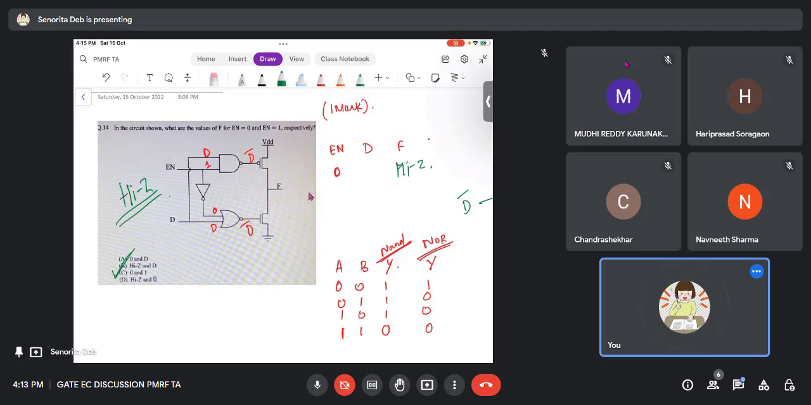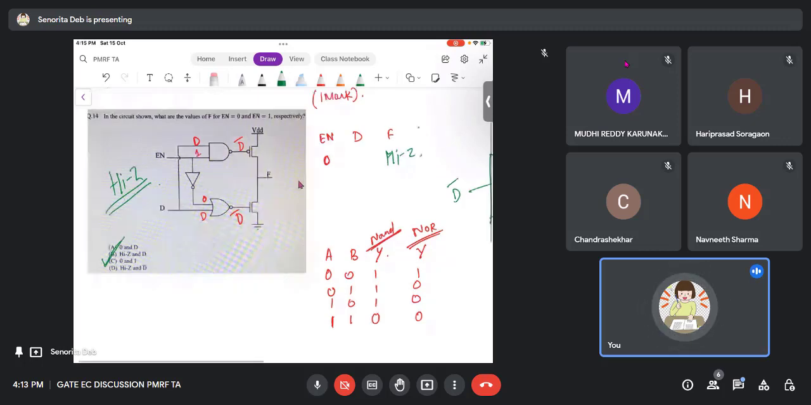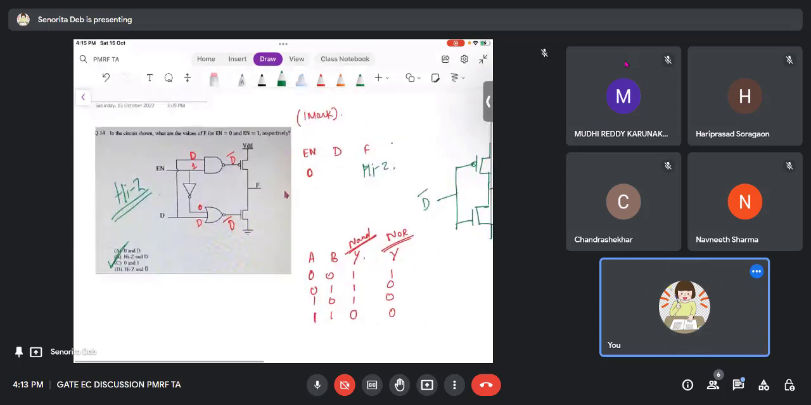Okay, so better write the truth table. That will be my suggestion. I hope this question was clear. It was very simple.